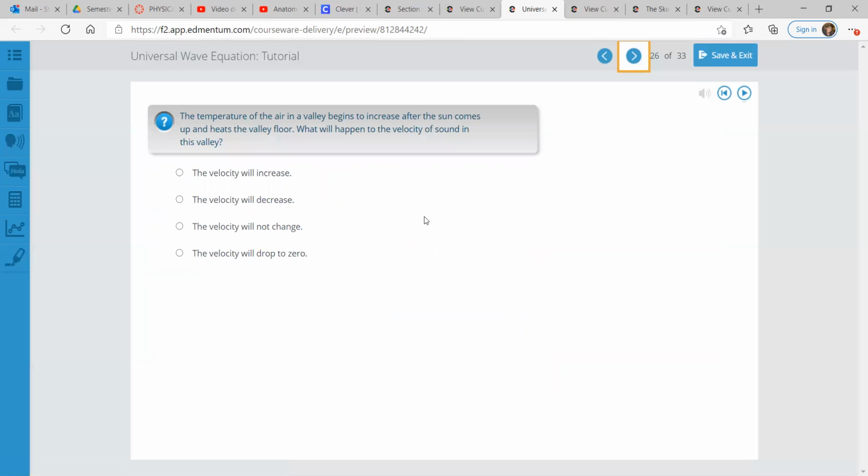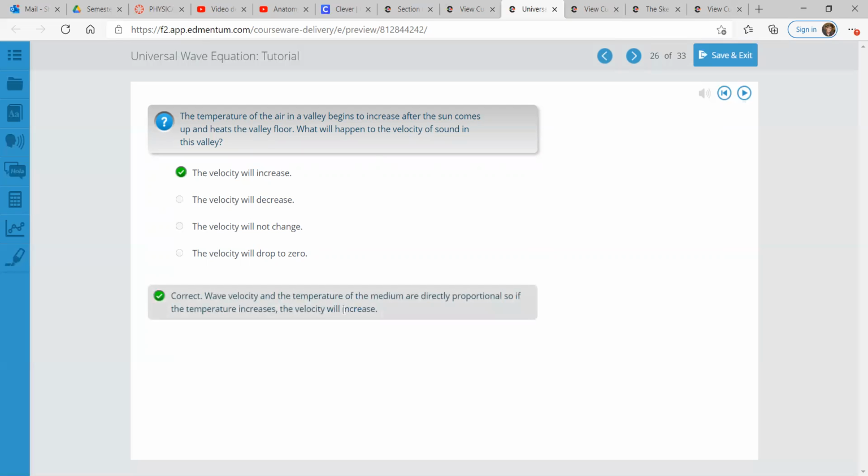All right, so checkpoint question. The temperature of the air in a valley begins to increase after the sun comes up and heats the valley floor. What will happen to the velocity of sound in this valley? What do you think? Wave velocity and the temperature of the medium are directly proportional. So if temperature increases, velocity is going to increase as well.